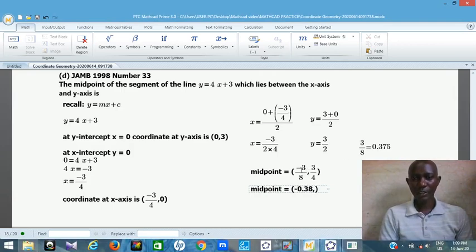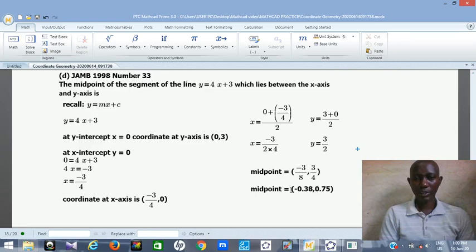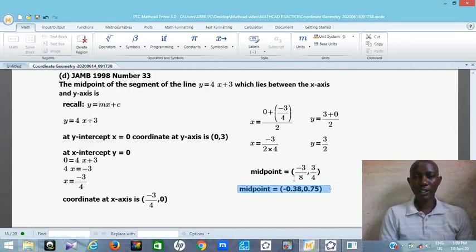Then 3 divided by 4, let me just remove 8 and put 4 there. 3 divided by 4 is 0.75. So that is it. That is our answer to this question. The midpoint of this line is minus 3 over 8.